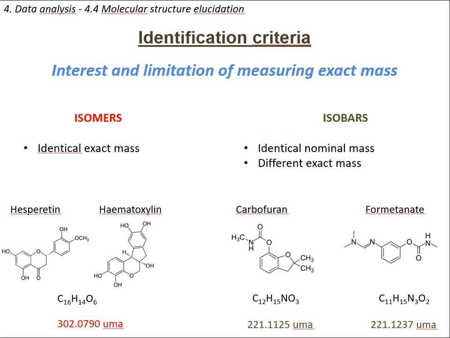And then you've got the case of isobars. So they have identical nominal mass, but they have different exact mass. This is the case here for two pesticides, carbofuran and formetanate. They have the same nominal mass, which is 221, but their exact mass is different, and their raw formula is different: C12H15NO3 and C11H15N3O2.